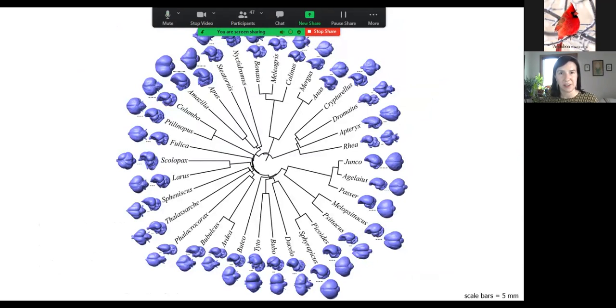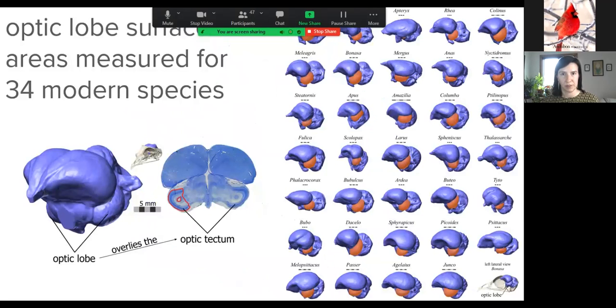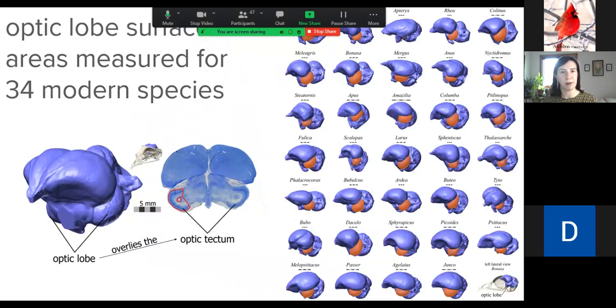So to look at this, I wanted to get a pretty diverse sample of modern day species of birds so that I could then make inferences about extinct birds. So I ended up measuring the surface area of the optic lobe, so the endocast structure, and either collecting published data or measuring the volume of the optic tectum for 34 species of modern birds.